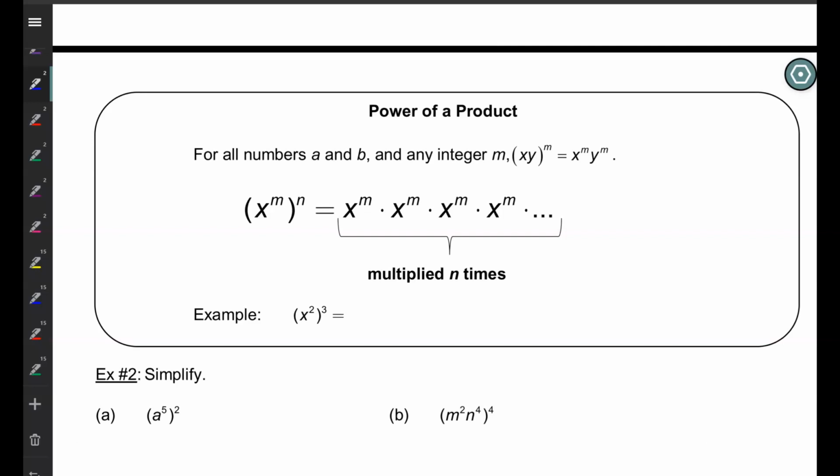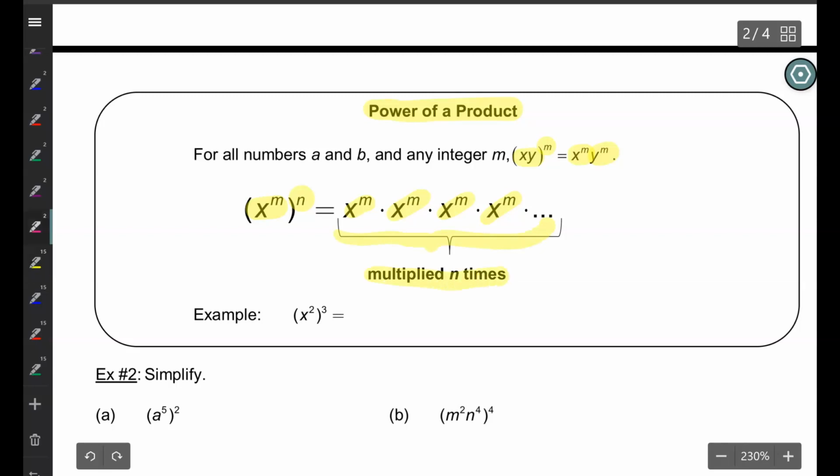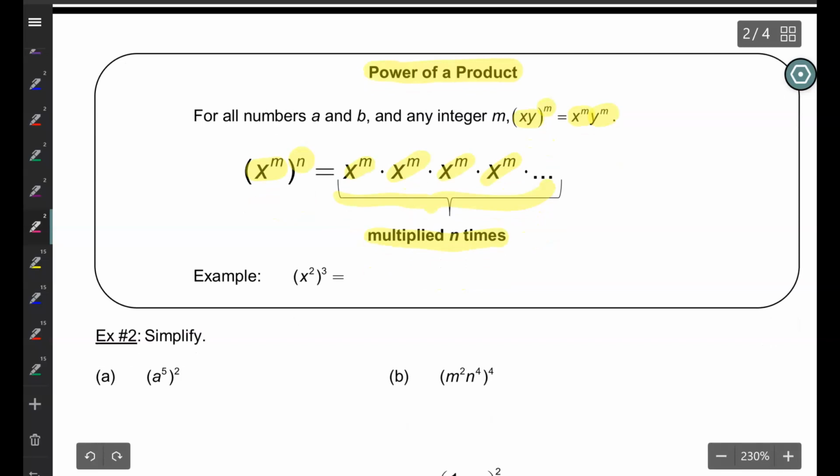Okay, so the other property we want to look at for today is the powers of a product. Okay, so if you have xy to the m power, you're going to multiply that exponent to each of those variables. Or if we have x to the m power raised to the n, you're going to multiply, right? You're going to multiply how many times x to the m gets multiplied together, which is n times. So when you have an exponent that is next to the parentheses like this, you're actually going to multiply these.